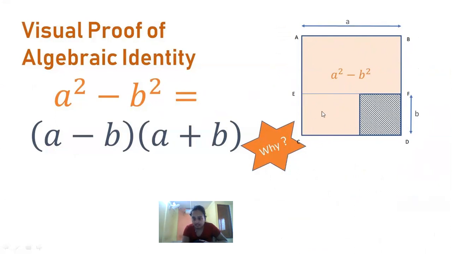Whereas in this portion, EC is b, and suppose I assume this point to be M, then CM is nothing but a minus b. So again you will get b into (a - b). Adding them together, a into (a - b) plus b into (a - b) is going to be (a + b) into (a - b). So by visualizing the algebraic identity geometrically, you can prove that a square minus b square is (a - b) into (a + b). This is the visualization of this formula using geometry.